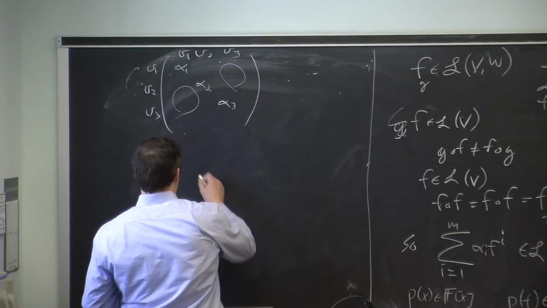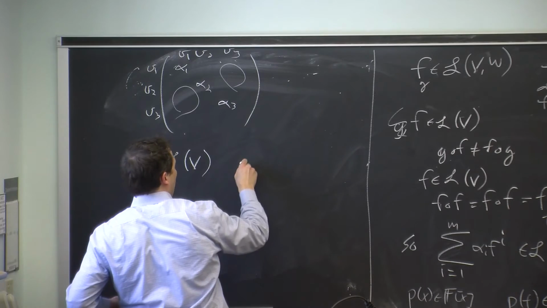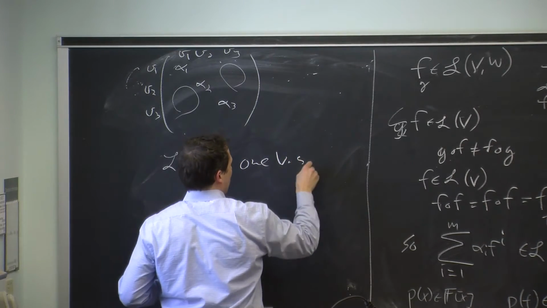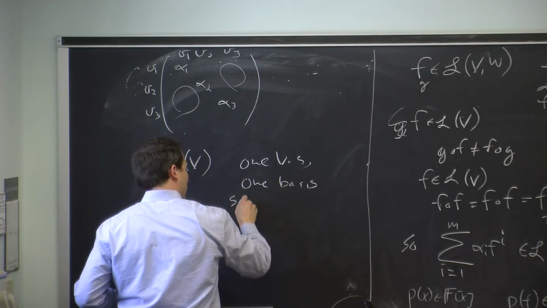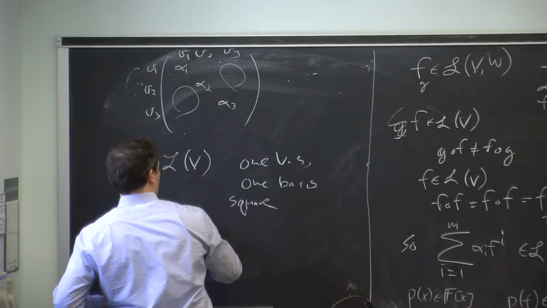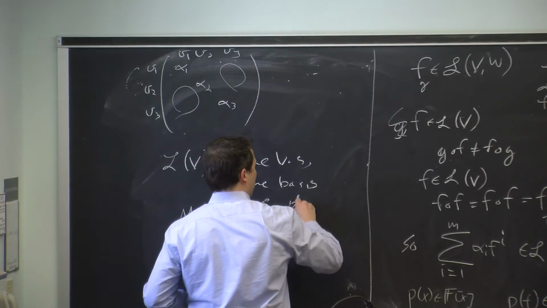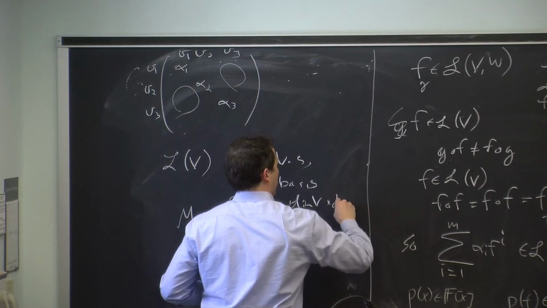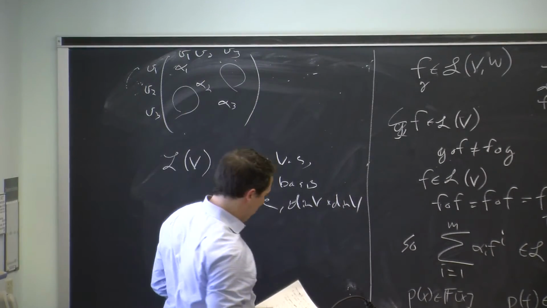Now, remember that we're in L of V, so we only have one vector space. We have one basis. So our matrix of the linear transformation, M_B of F, is square. It's dim V by dim V. And the rows and the columns have the same labels.